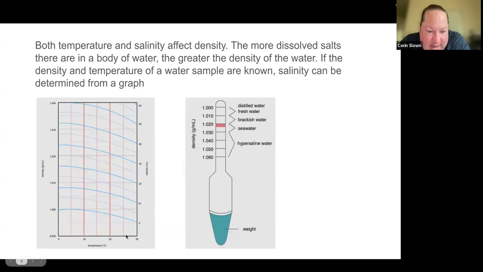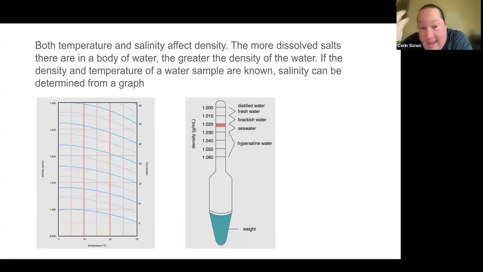So for example, if I knew the temperature was 25 degrees Celsius and I knew the density was 1.020 or less, then I could look on that curve and determine the percent or the parts per thousand. If I wanted to convert it to percent, I could do that, of the salinity.